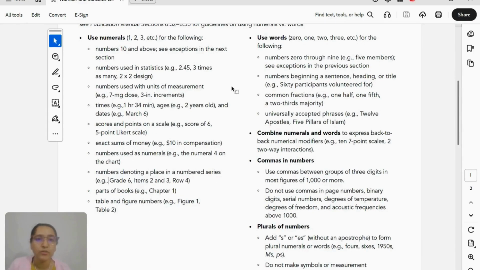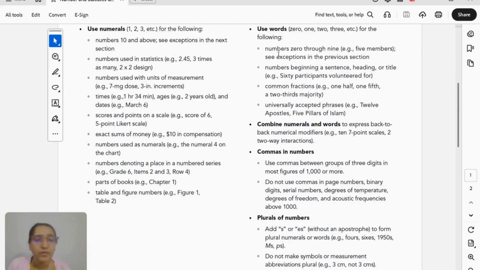Now let's go to when to use words like zero, one, two, etc. So use the word for numbers 0 through 9.